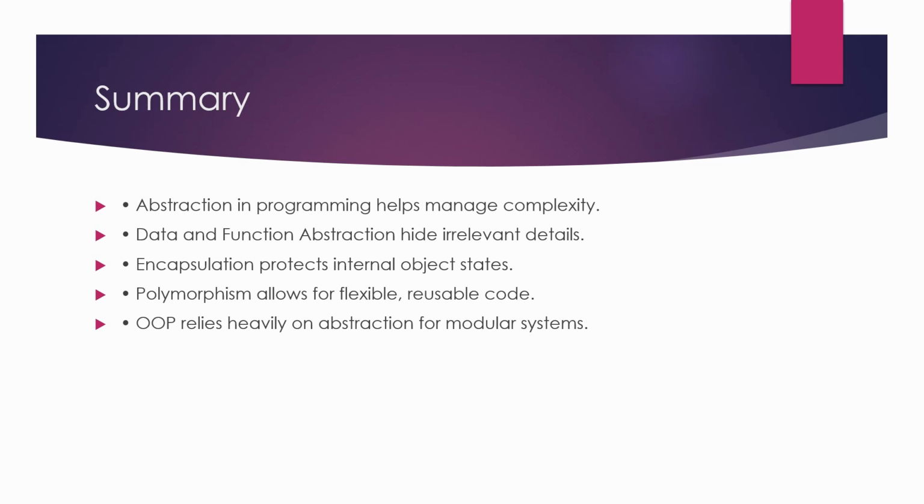To summarize, abstraction helps manage complexity by hiding irrelevant details and focusing on the essential. Data and function abstraction simplify the way we handle data and operations, while encapsulation protects data. Polymorphism makes our code more flexible and reusable, and all these concepts are fundamental in object-oriented programming, leading to modular, maintainable systems.